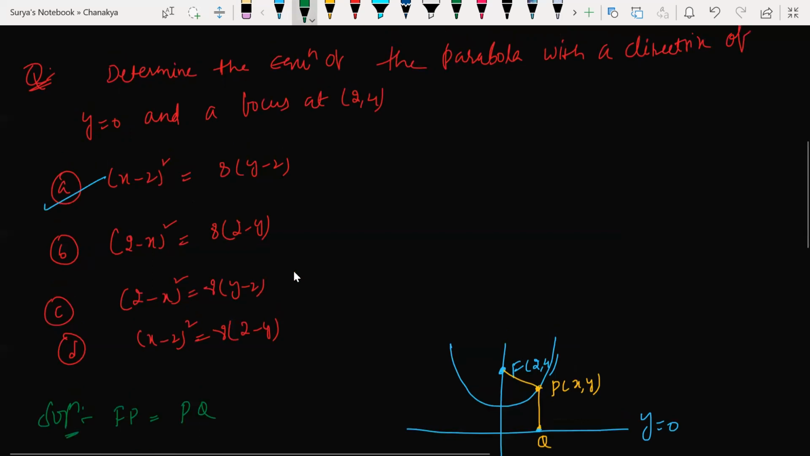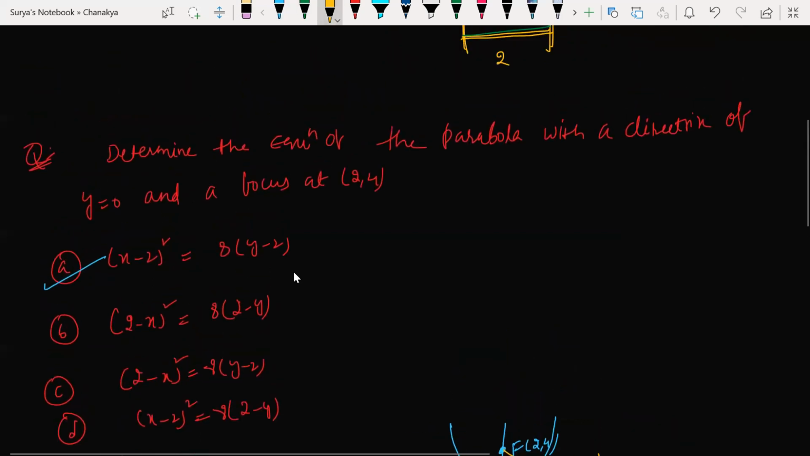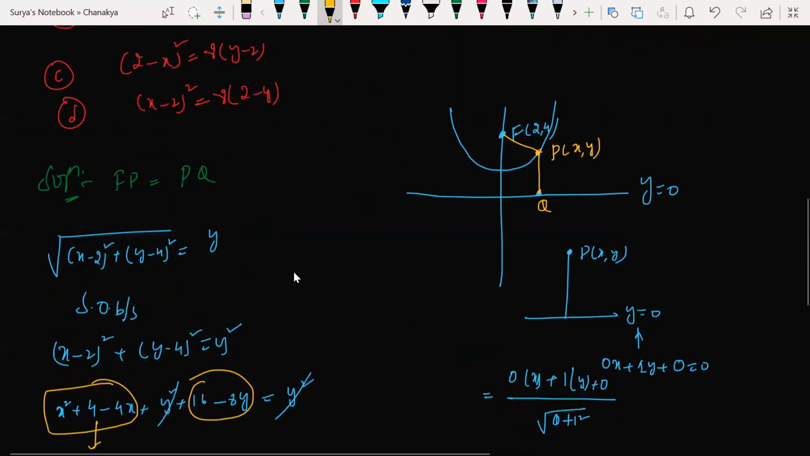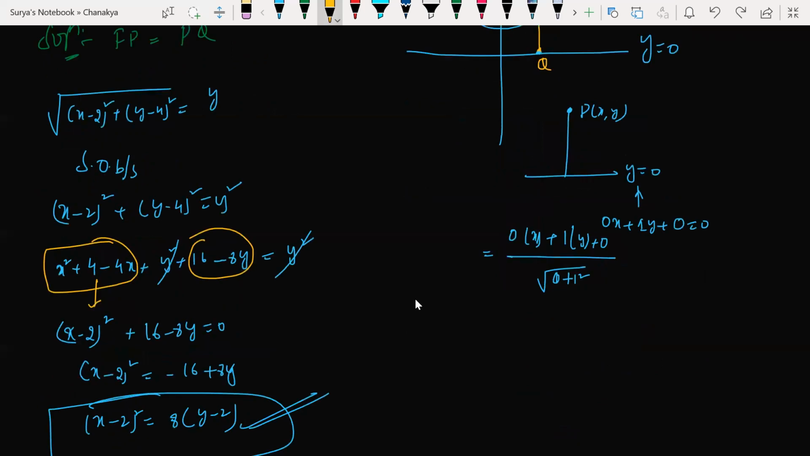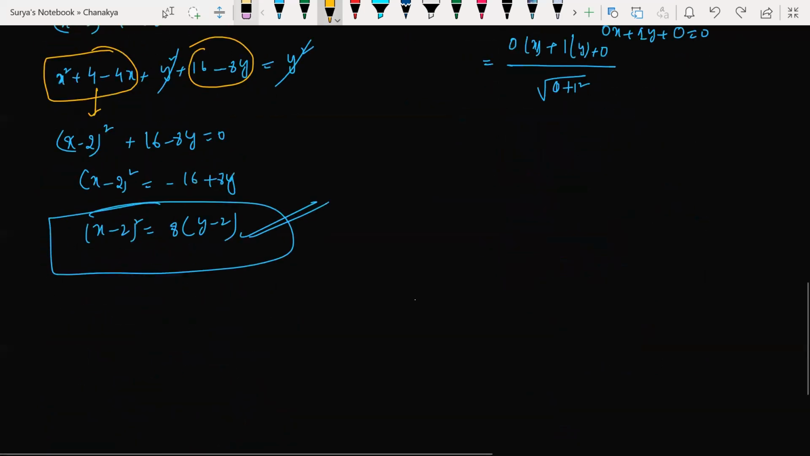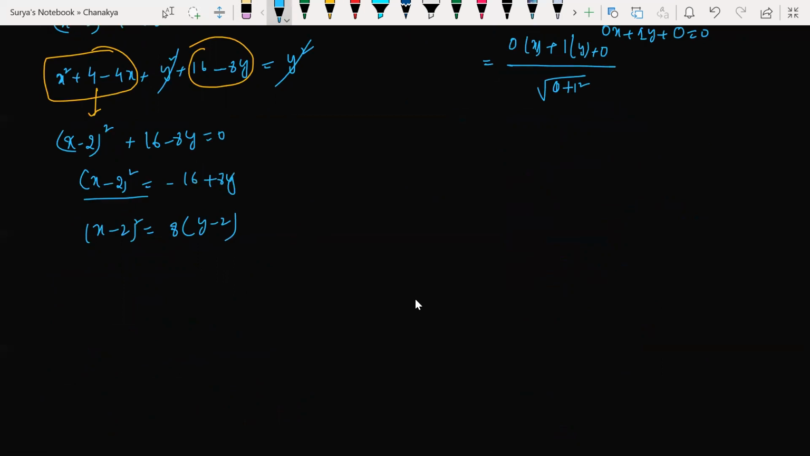Children, any doubts? See, what type of question is this? Determine the equation of the parabola with a directrix given and a focus given. So how can I find the equation here? Very simple. I just plotted the focus and drew a line for the directrix y is equal to 0. From that I equated FP is equal to PQ, since I know that point P is equidistant from the focus and the directrix line. I did the calculation, squared on both sides, and got the answer. Very simple. Any doubt, guys?